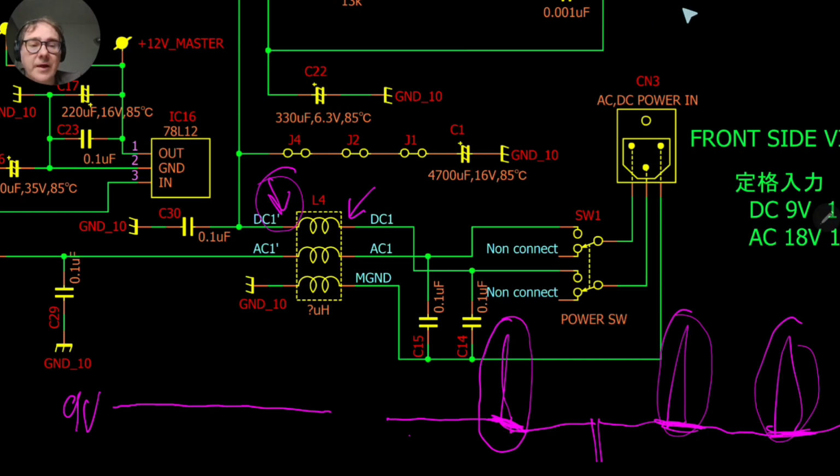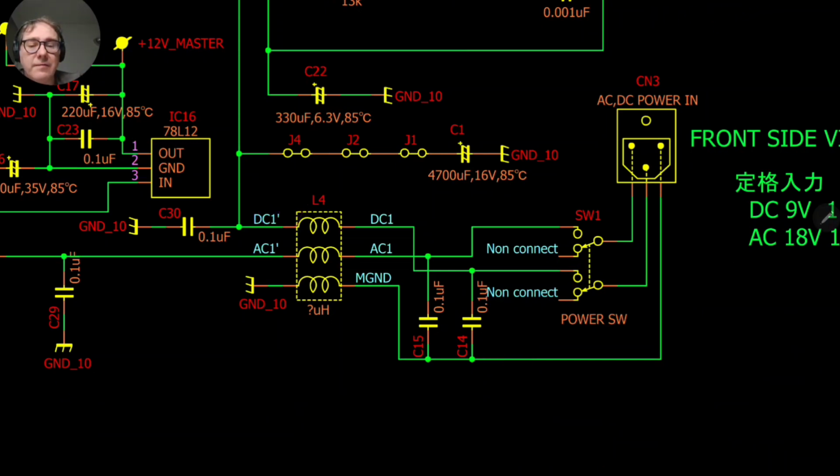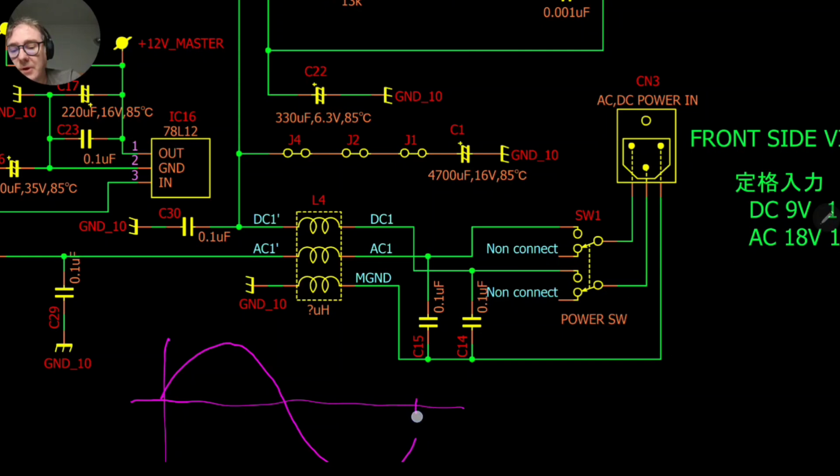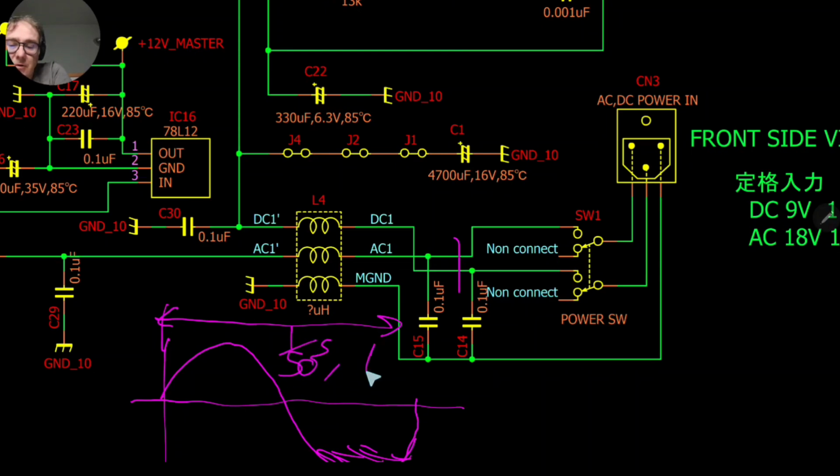For the AC, it's kind of the same. This AC is not a high frequency. Actually, this AC looks like this, so it's a low frequency, like this. Well, depending on your country, this is 1/50 or 1/60 seconds. This is not really a high frequency.